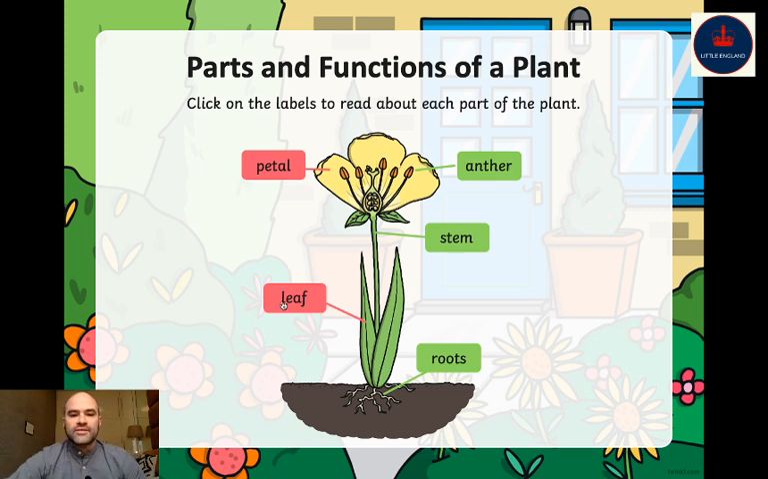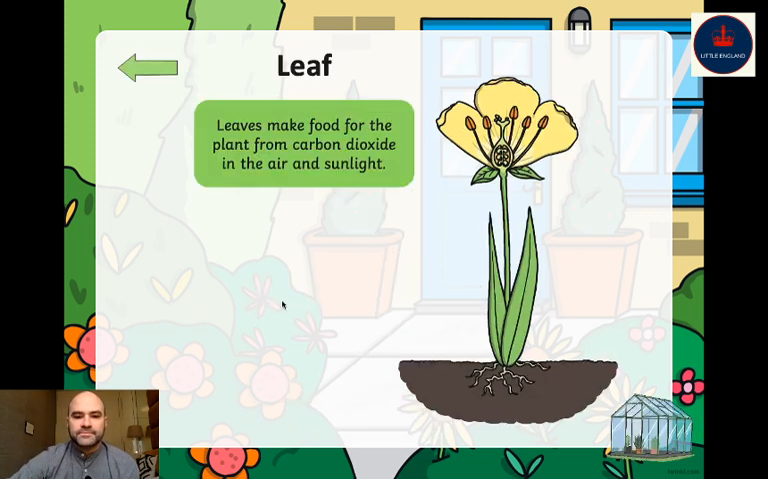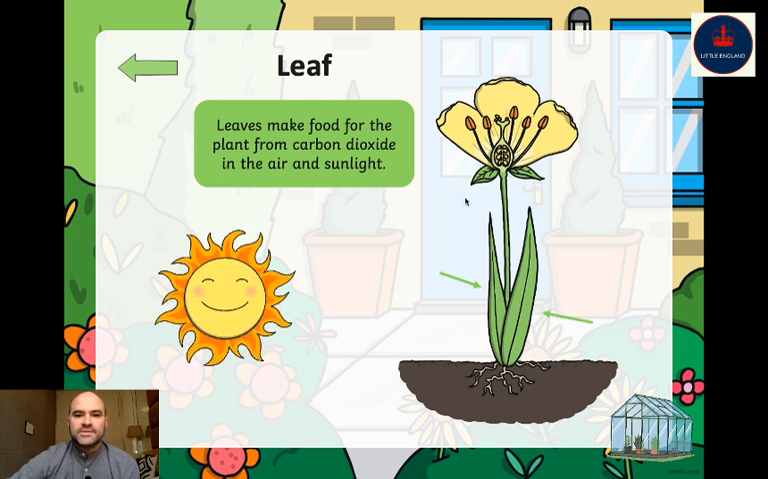Okay, next we have leaf. Leaves make food for the plants from carbon dioxide in the air and sunlight. So leaves help feed the plant. Leaves are like the lungs. So we have lungs that suck in the air. And leaves have these special lungs called leaves. And the air comes into them.